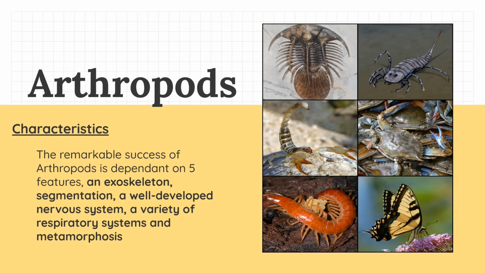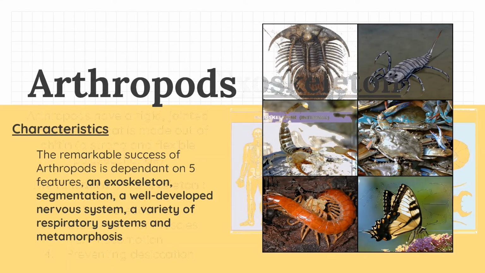Arthropods belong to the phylum Arthropoda, which includes animals such as insects, crustaceans, millipedes, centipedes, spiders, and scorpions. Arthropods are considered the most successful group of all animals due to 5 reasons: 1. An exoskeleton, 2. Segmentation, 3. A well-developed nervous system, 4. A variety of respiratory systems, and 5. Metamorphosis.